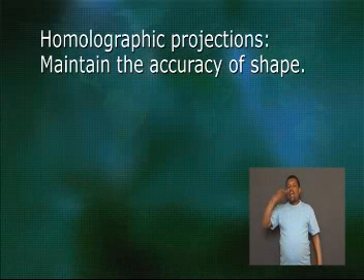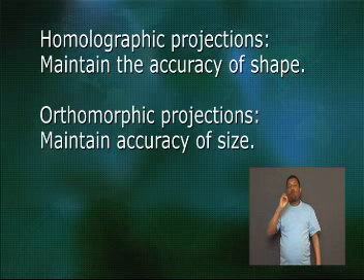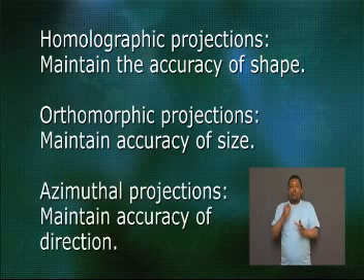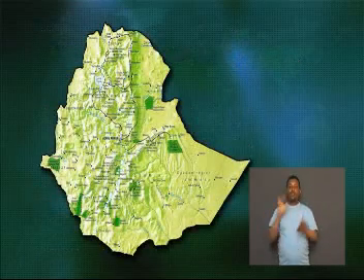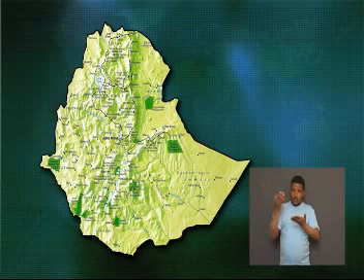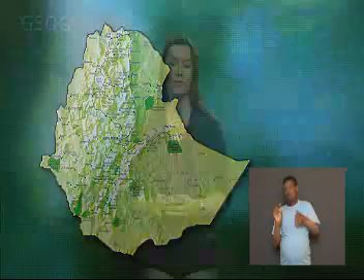Homolographic projections maintain the accuracy of the shape of the Earth. Orthomorphic projections maintain accuracy of size, and azimuthal projections maintain accuracy of direction. Thus, when cartographers consider the information they want to present in a map, they must decide which feature they want to preserve and which are less important.